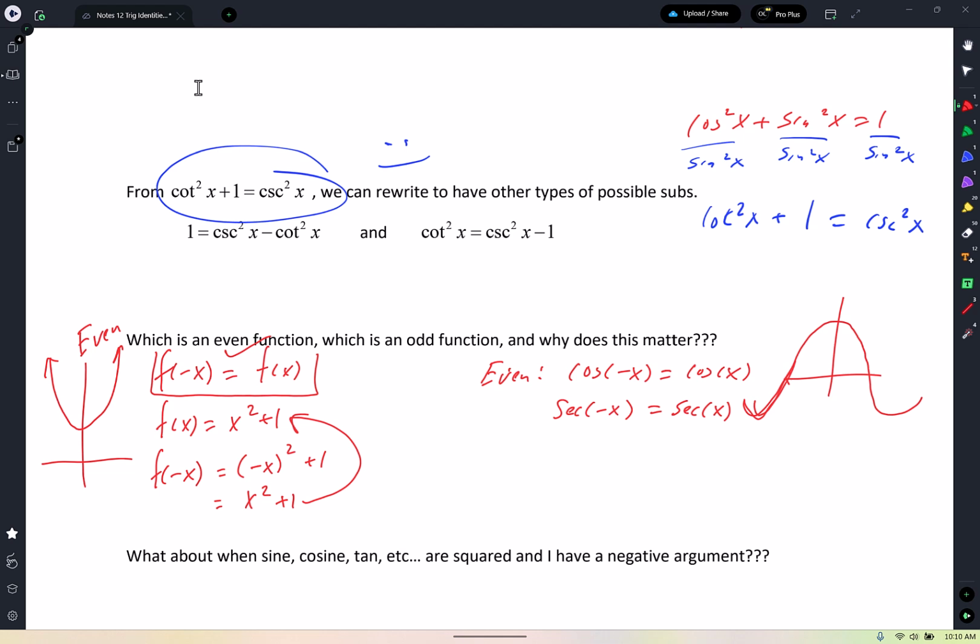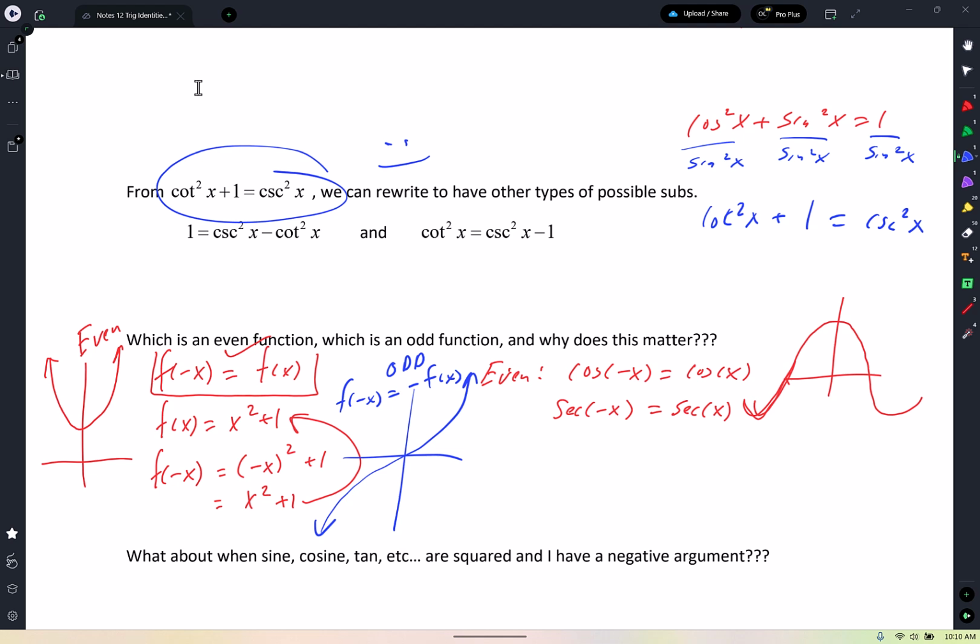All right, I'm going to change my colors to blue. What is an odd function? An odd function is symmetric about the origin, and it follows this property: f of negative x equals negative f of x. It must go through the origin. Now later on when we start doing end behavior, you're going to see some functions have an odd tendency, but it must go through the origin, guys.